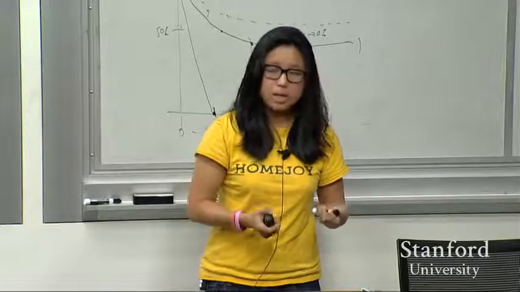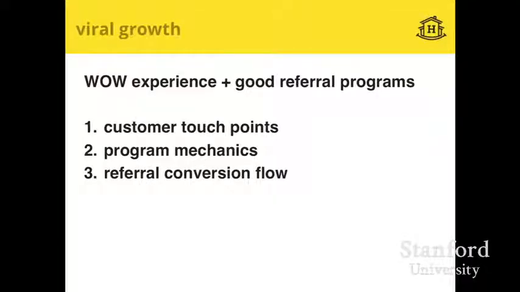Second is program mechanics, and the most common thing I've seen is $10 for $10. That is, you get $10 if you invite your friend and they use it and they get $10. And so you should try different types of mechanics and try to optimize for whatever works for you. It could be 25 or 25. It could be 10 for 0. It could be many of these things.